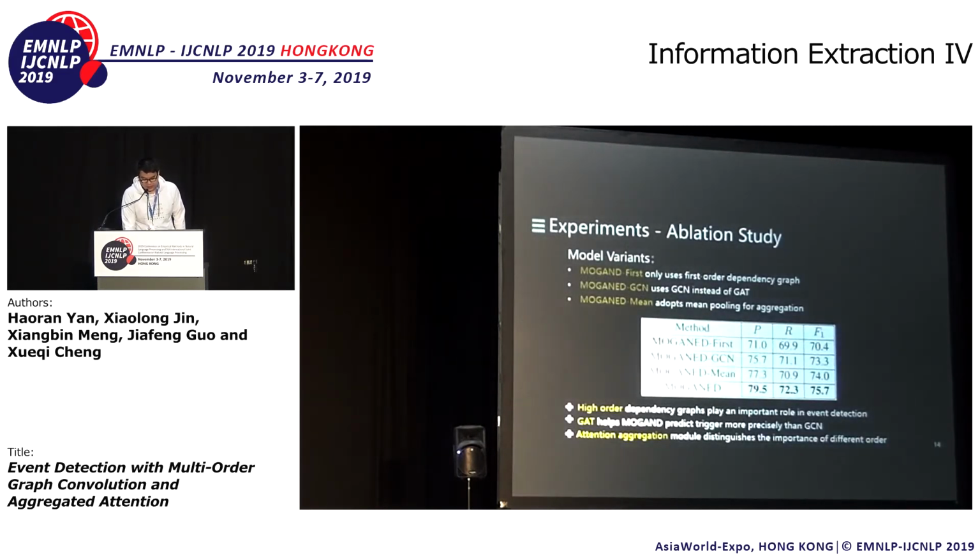For the ablation study, we set 3 variants of MOGANED. The first one, MOGANED-first, only uses the first-order dependency graph. MOGANED-GCN uses GCN instead of GAT. And MOGANED-min adopts min pooling for aggregation to replace the attention aggregation module.